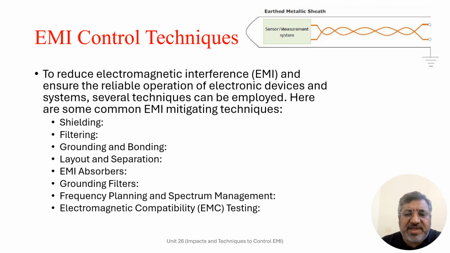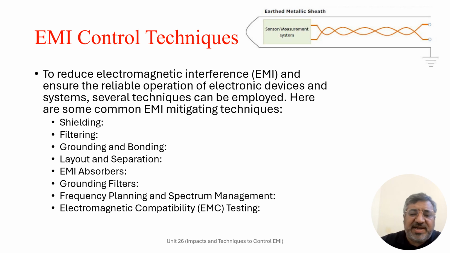EMI absorbers are materials that absorb or attenuate electromagnetic energy. They are used to reduce reflection, resonance, and standing waves that can cause interference. EMI absorbers can be placed strategically within the system or used as a coating on the surface to minimize EMI.